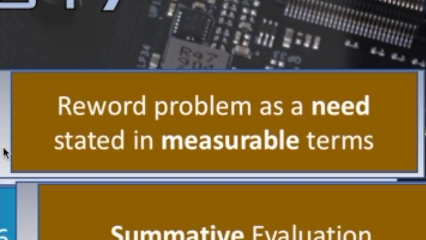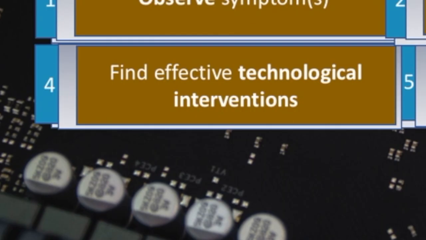So reword problem as a need stated in measurable terms. So then I would need to say, we need to decrease the number of referrals written at this time. I need to think of a solution to hold them accountable, and we can do that with technological interventions. Right? So let's just say at this time, these kids don't have a class, or there's a teacher that's having construction outside of his house and he's late every day and then can't make it at 11:30.